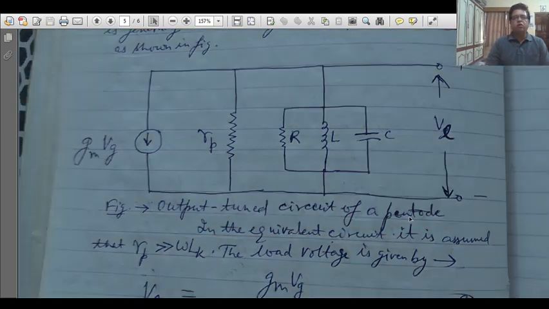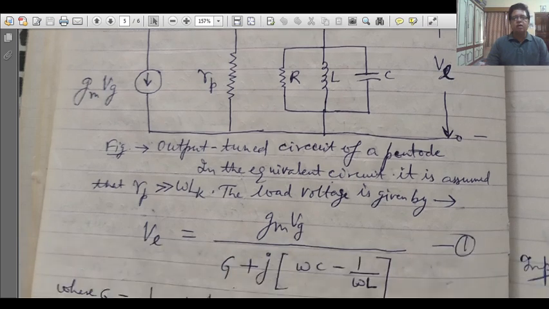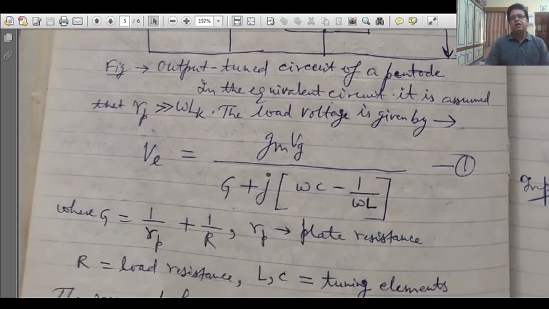Output tuned circuit of a pentode. This is a transconductance model or equivalent circuit: a current source gm·Vg, plate resistance Rp, and an LCR resonant circuit, and we are measuring the output. That is shown by the notation. In the equivalent circuit, it is assumed that Rp is greater than omega L.